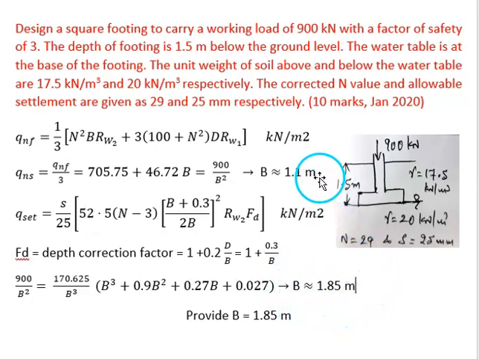So based on the shear failure criteria, the width of the footing is 1.1 meter, and based on the settlement criteria, the required width of the footing is 1.85 meter. So we have to provide the higher dimension to take care of both the shear failure as well as settlement failure. So that will be 1.85 meter.